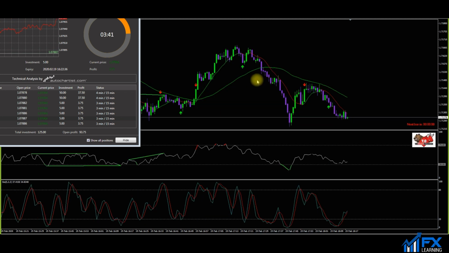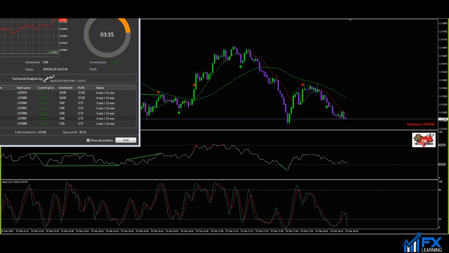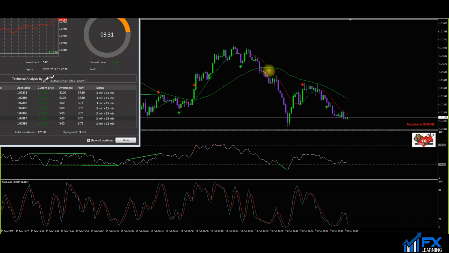Okay, here we go. Here's a better picture. As you can see here, this is GBP/CAD. Notice how we've crossed over here with our two lines, which is telling me a possible trend change is happening.